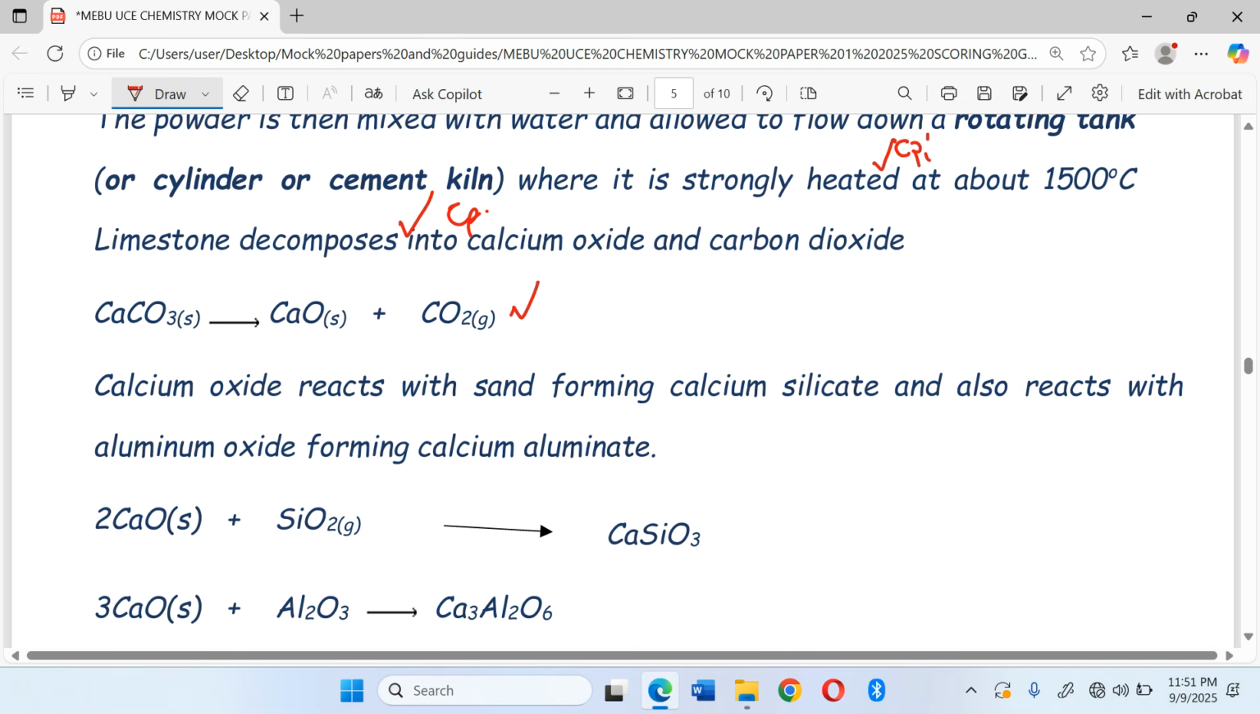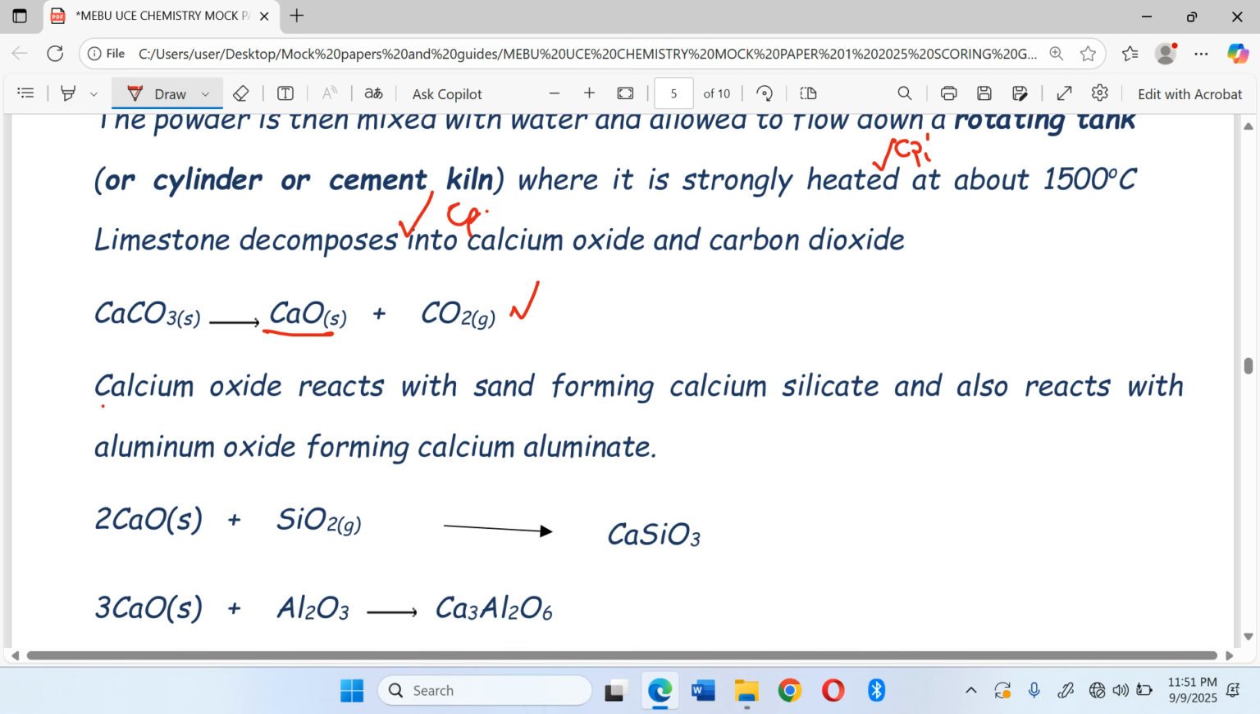There are some learners who are asking, do you need to write these equations to show that you're a chemist? Why do you leave these equations? Make sure that you put them so that you can maximize all the scores.